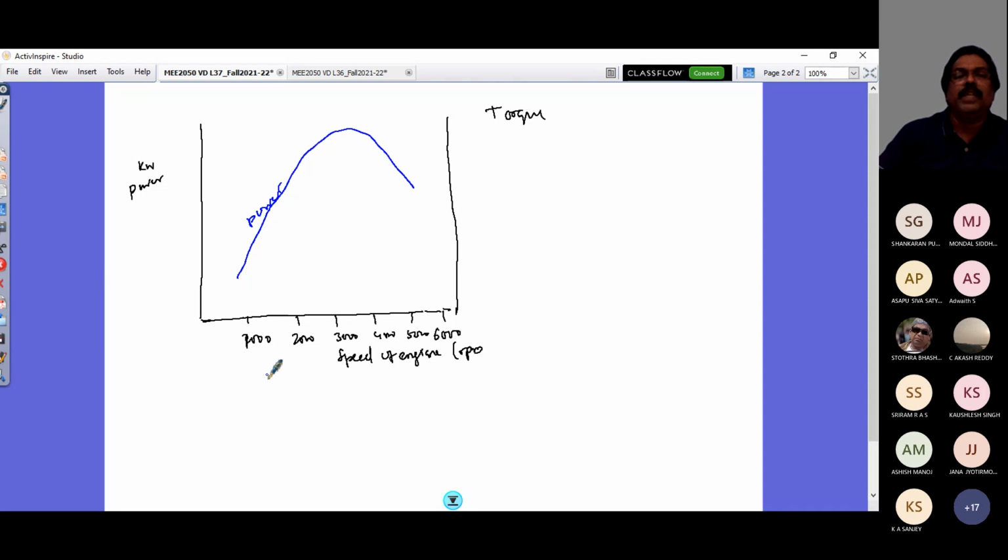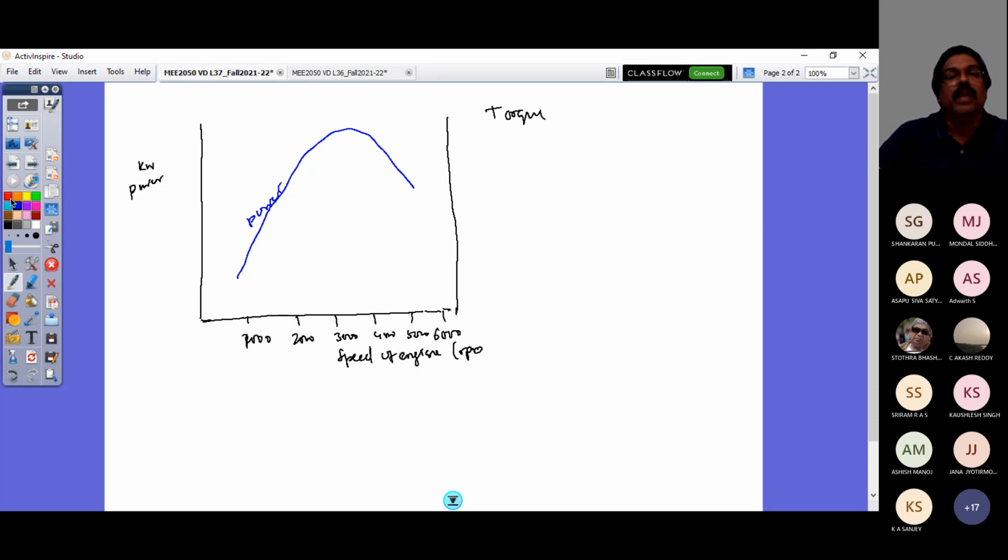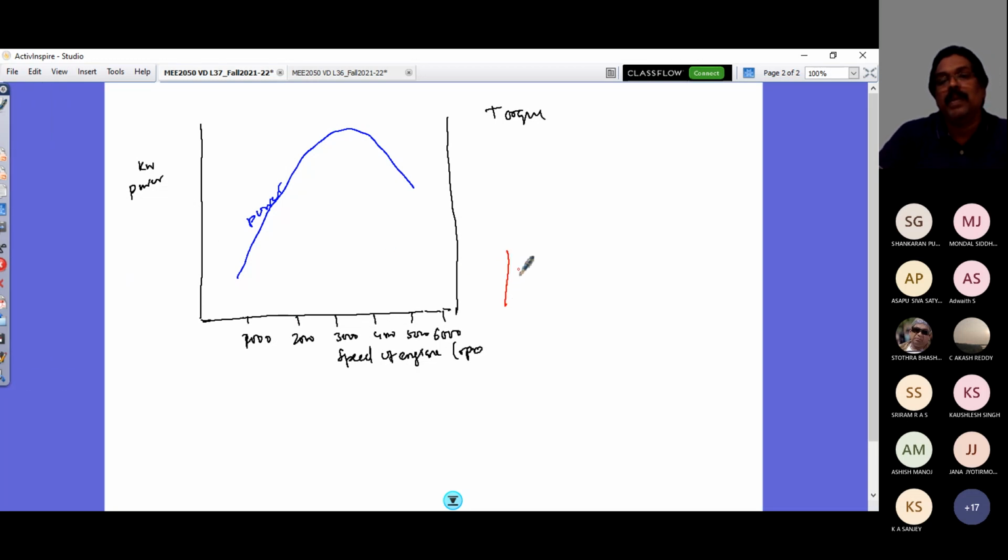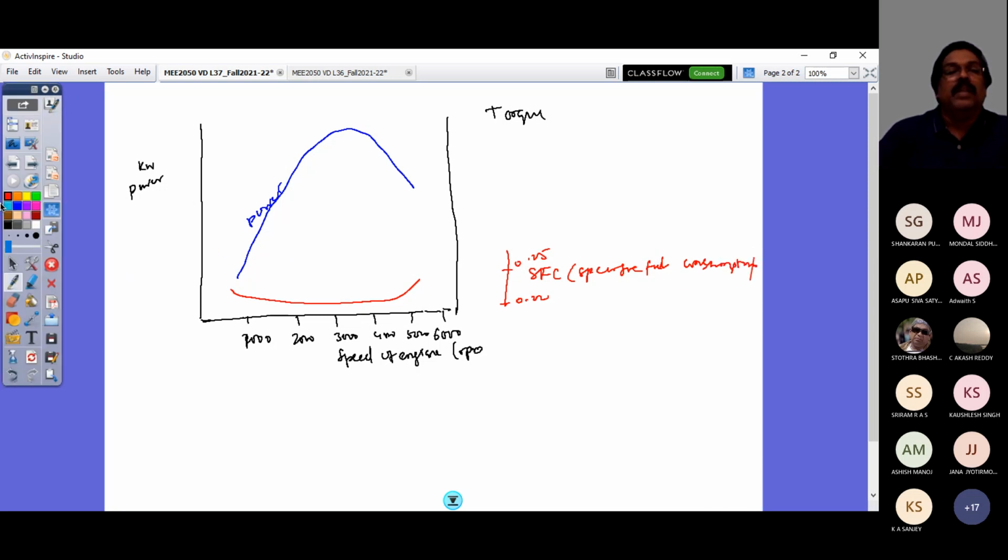So good combustion quality would be achieved in the intermediate speed. When I say good combustion quality, I would have another scale to represent my specific fuel consumption, and that would be somewhat changing like that. At lower speeds it will be like this, and the scale would be now between 0.2 to 0.25. Right, this is called the specific fuel consumption.